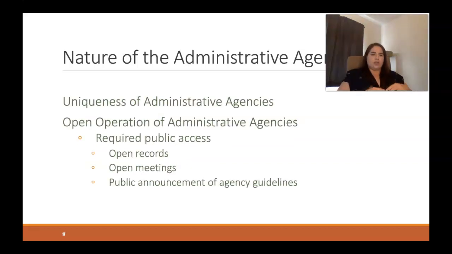So, as I mentioned, super unique, right? No other place besides an actual government do we see the interaction of these three different branches in a singularized agency. So they're super unique. They must provide public access to their meetings, regulatory meetings, to their judicial meetings, required public access. That includes open records requests, open meetings, and then public announcements of agency guidelines.